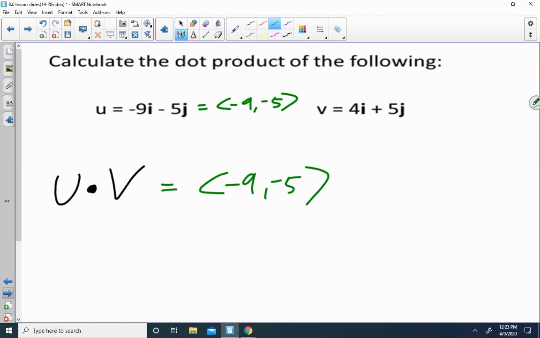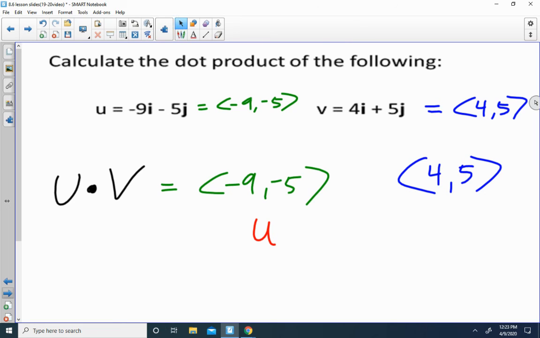So in other words, this is the same thing as vector u. And for v, it's the same thing. Multiplying the 4 and the 5 by i and j is just the component form 4, 5. So you could use 4, 5, and it would be considered the same thing as vector v. And now all you gotta do is just find the dot product of those two component forms, and you're good to go.